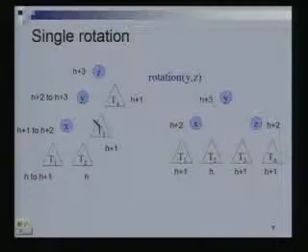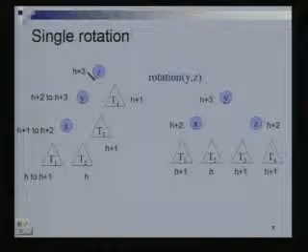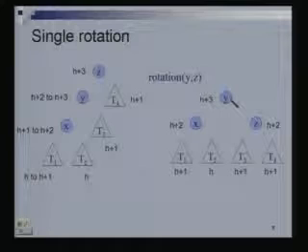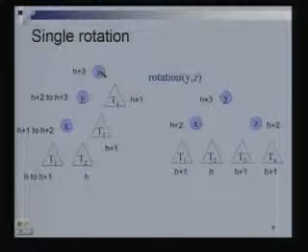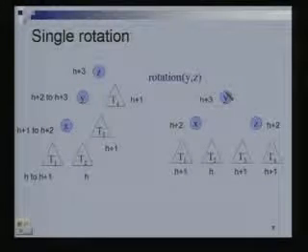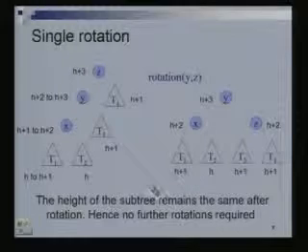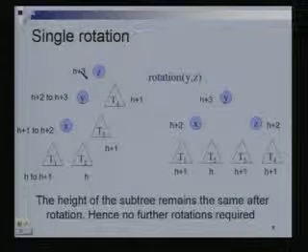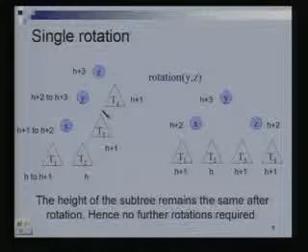Now one interesting thing has happened. The original height of z was h plus 3. That's why we had written this h plus 3 here. After this rotation, the height of this subtree is also h plus 3. Whatever was the original height is the new height of this subtree also. So the height of the subtree remains the same after the rotation, the same as before the insertion: h plus 3 was the height before the insertion. After we inserted and did the rotation, the new height also becomes h plus 3.